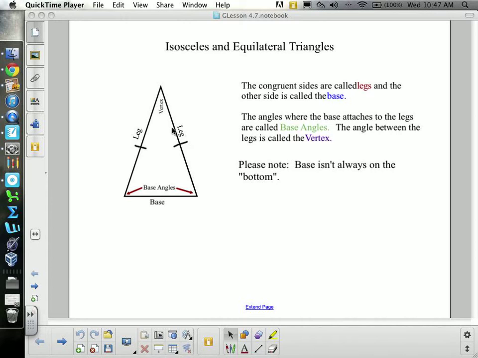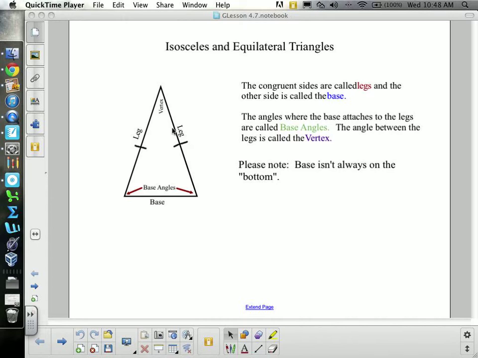Isosceles and equilateral triangles are also pretty important. They've got a lot of interesting properties we can deal with. Not enough to give us a whole unit, but enough for us to spend at least today looking at, and I think tomorrow as well.